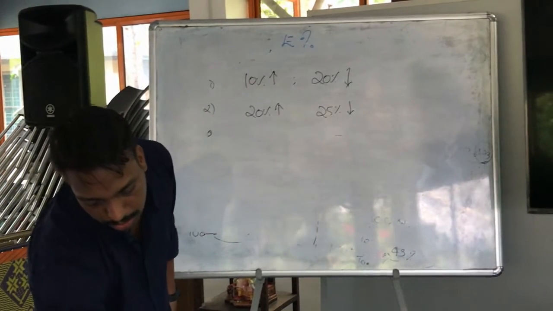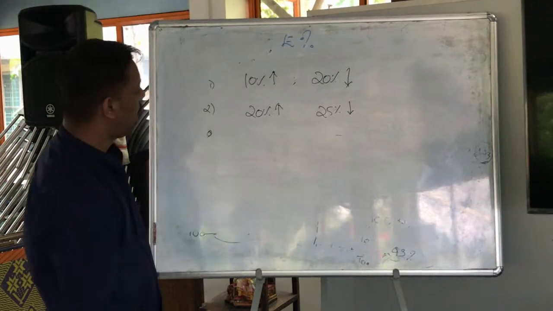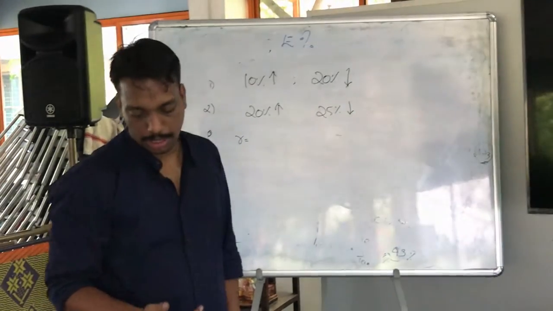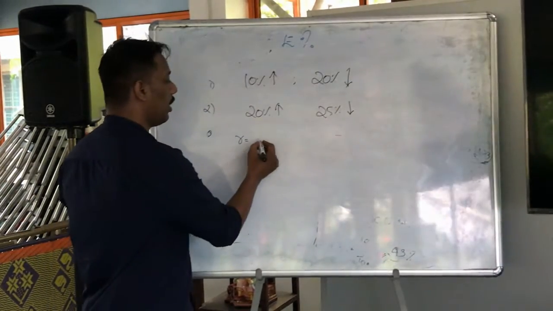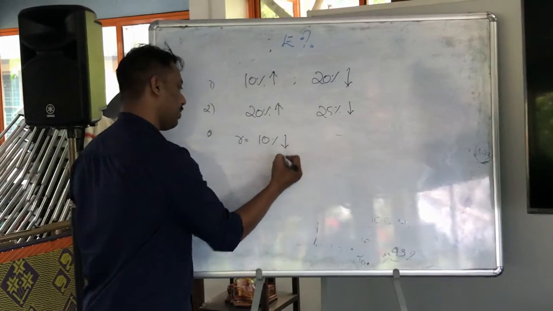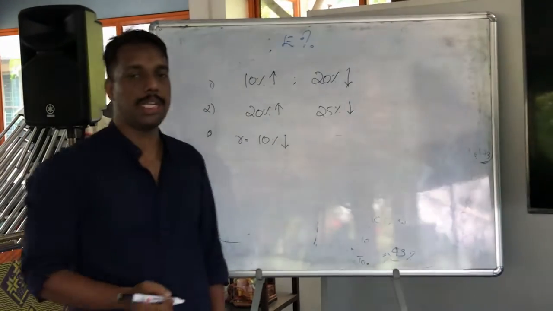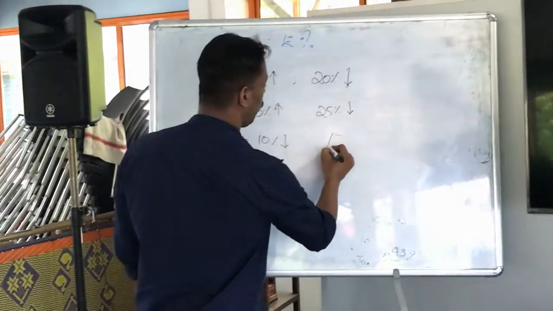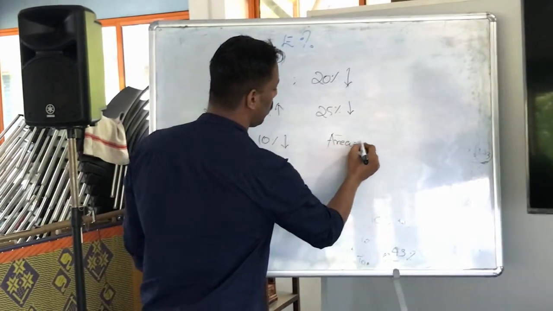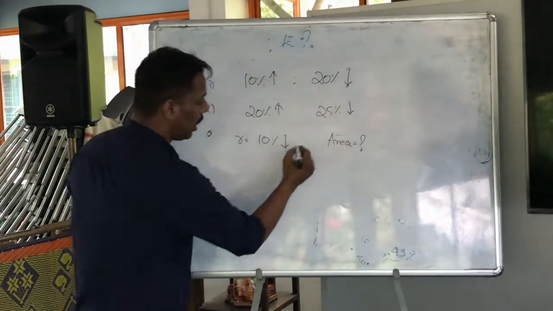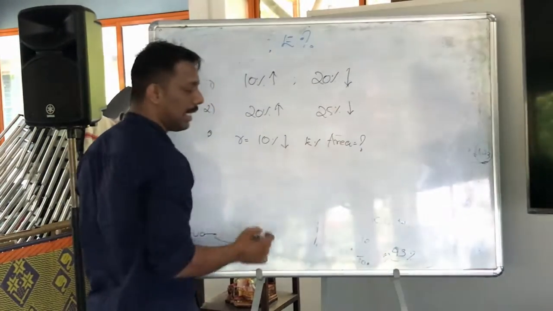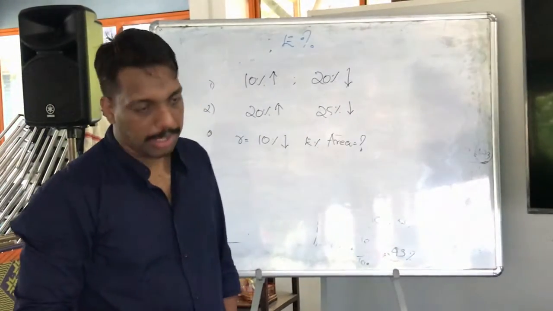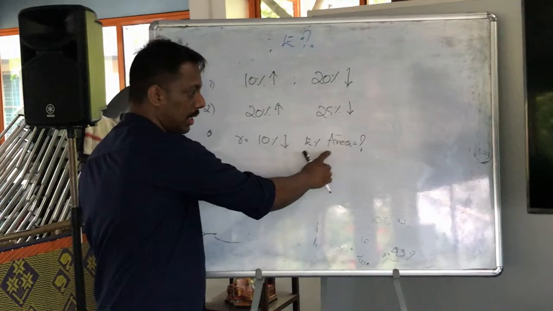Next one. If the radius of a circle is reduced by 10%, what will be the effective percentage change in the area?